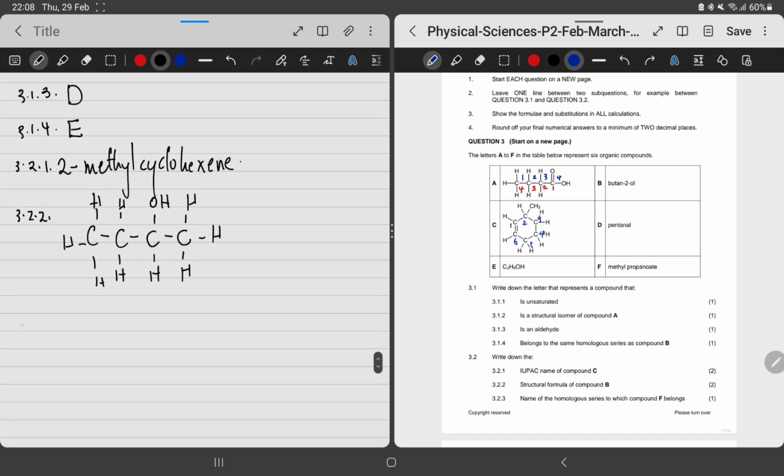Okay, and then 3.2.3, name the homologous series to which compound F belongs. It belongs to esters.